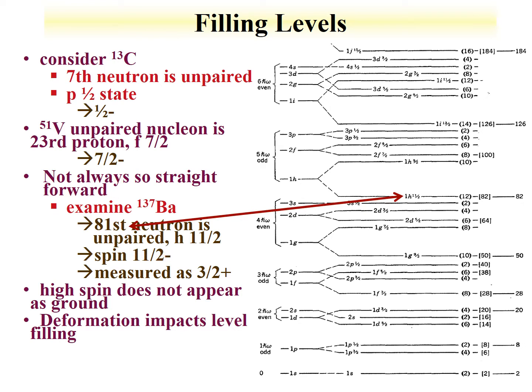Now, there are some rules with this. Generally speaking, high spin states do not appear as ground states, so it's relatively rare to see something like an 11/2 minus as the ground state. And also, the shell model is based upon a spherical nucleus. If the nucleus is not spherical, then the shell model will not actually predict the state. We'll discuss this in some later slides when we discuss the Nilsson diagrams.